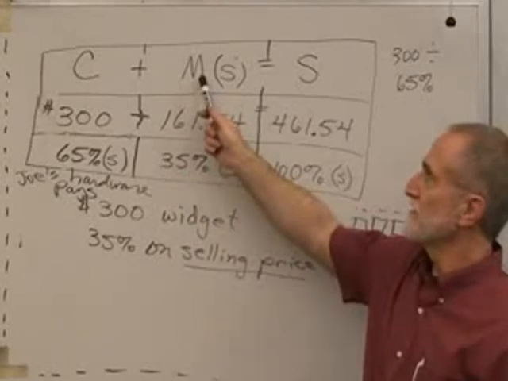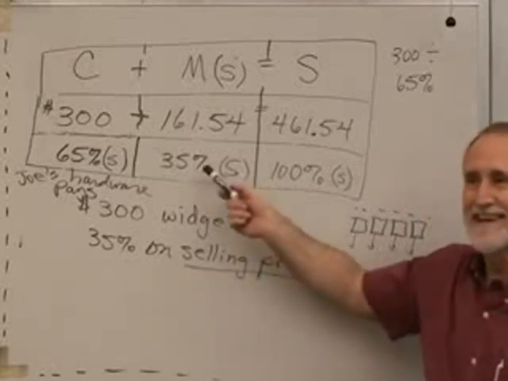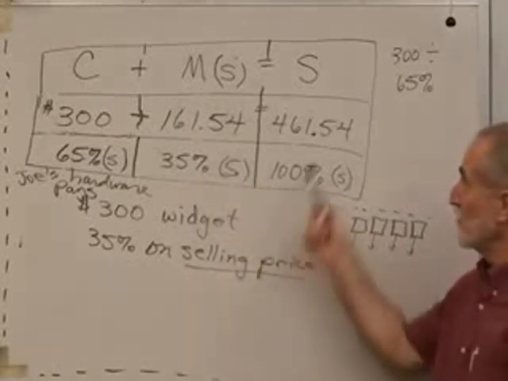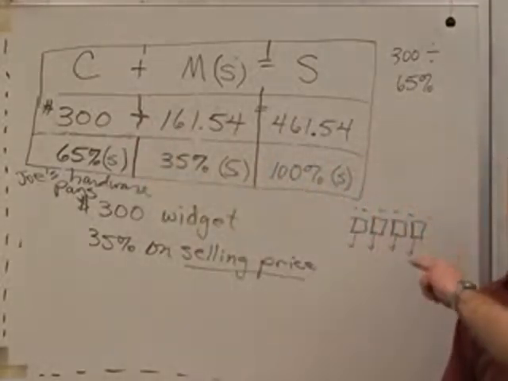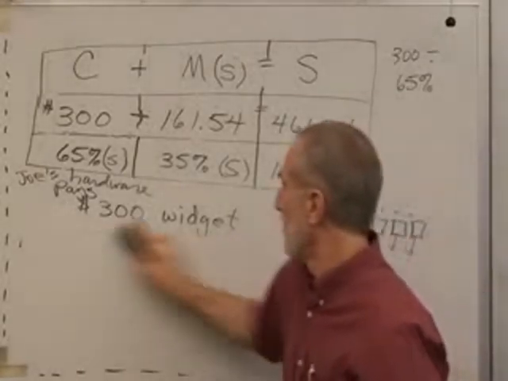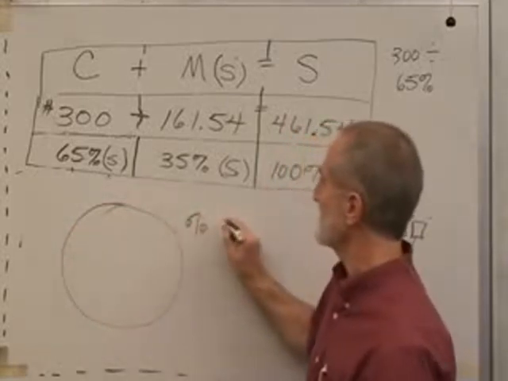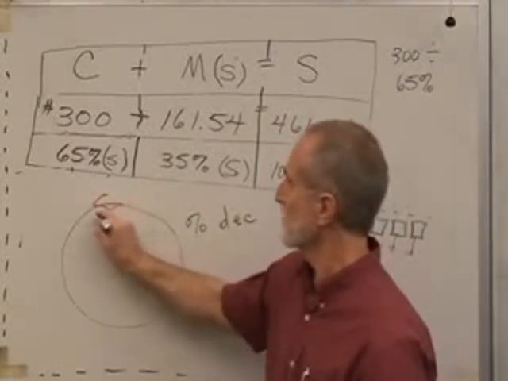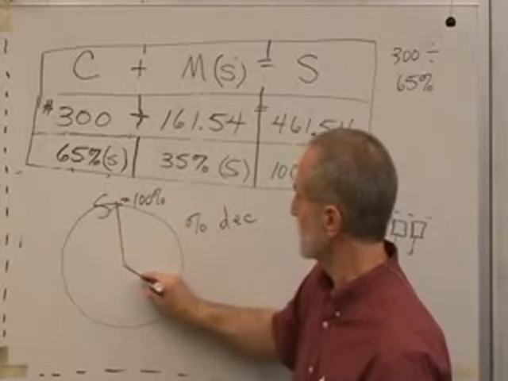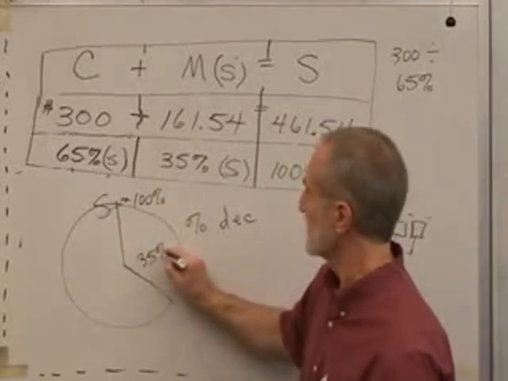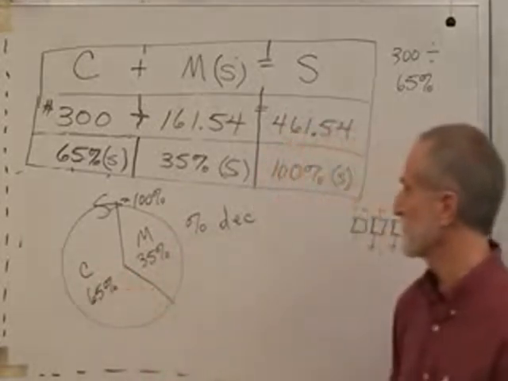Now, the reason I don't like using the word markup when it's based on selling price is we didn't mark anything up 35%. We took the selling price and marked it down 35% to get our cost. That's what's really going on mathematically. Margin based on selling price is exactly like percent decrease. The selling price is the biggest thing, that's the 100%. The margin is smaller than that, it's the 35%. And the cost is smaller than the selling price, it's the 65%.